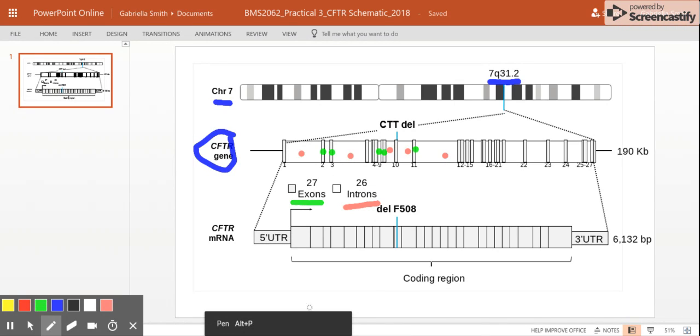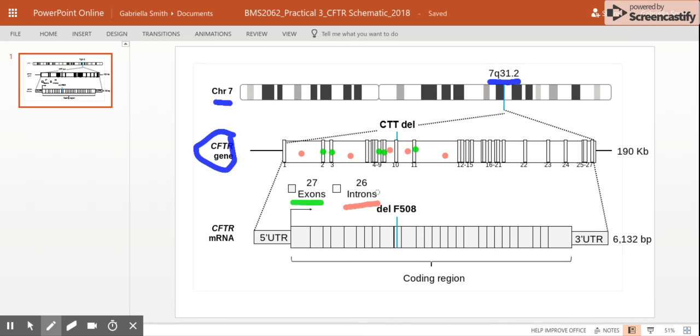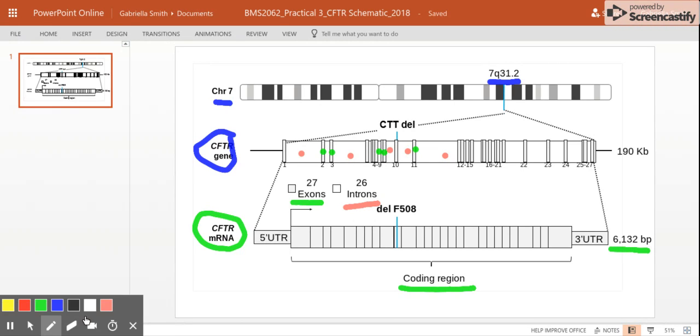So if we have a look further at the exons without the introns, so we go through a process called splicing, which just cuts the introns out, we'll have a look at the mRNA of the CFTR, and we'll get the coding region. The coding region is just coding DNA. So no introns, just exons, and it is 6,132 base pairs in length.